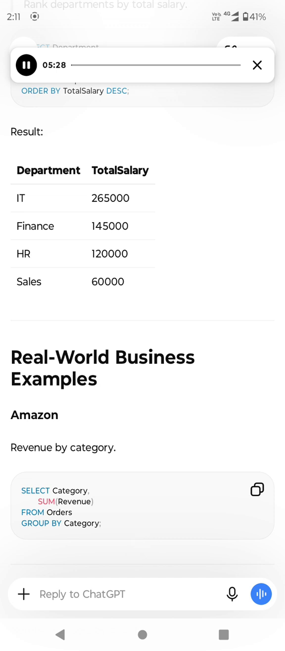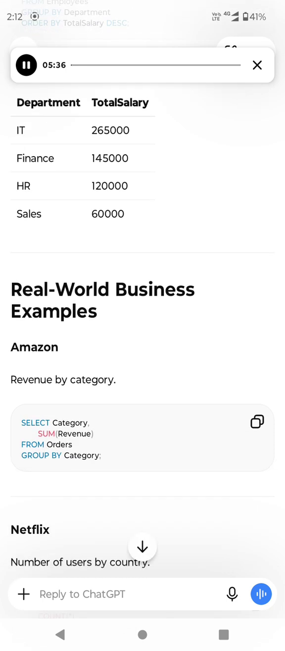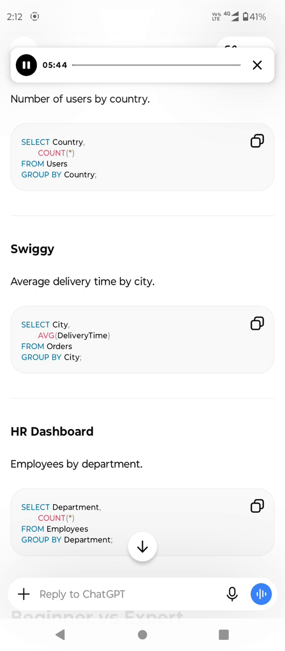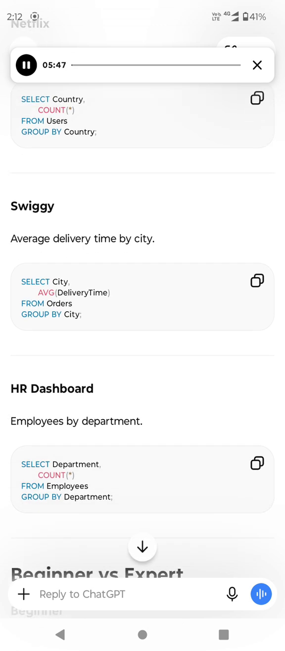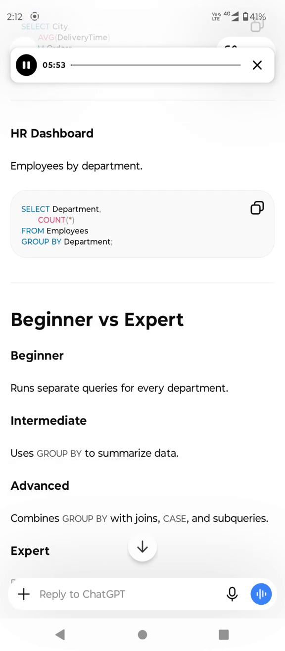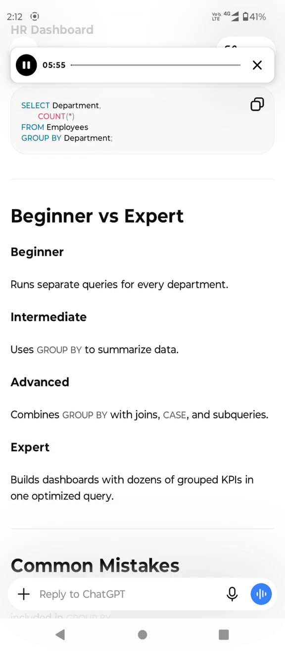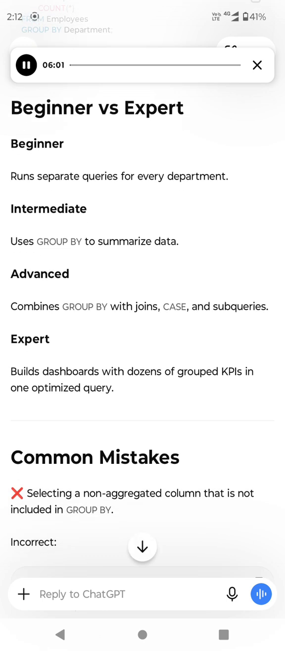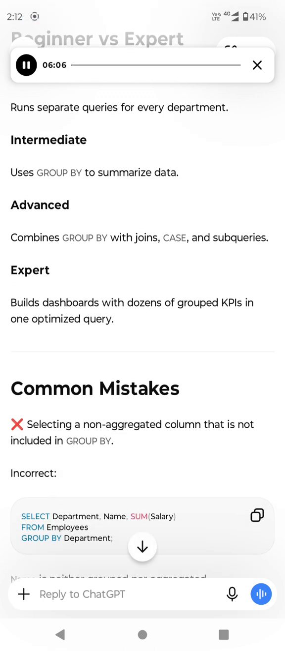Real-world business examples. Amazon: revenue by category. Netflix: number of users by country. Swiggy: average delivery time by city. HR dashboard: employees by department. Beginner versus expert. Beginner runs separate queries for every department. Intermediate uses GROUP BY to summarize data. Advanced combines GROUP BY with joins, CASE, and subqueries. Expert builds dashboards with dozens of grouped KPIs in one optimized query.